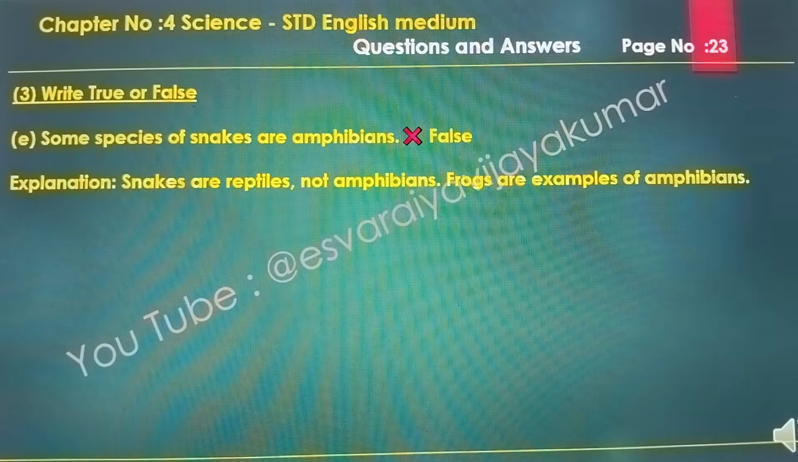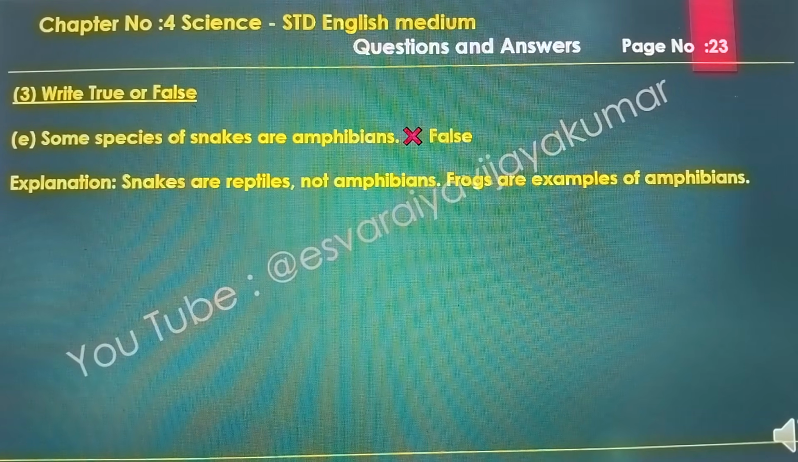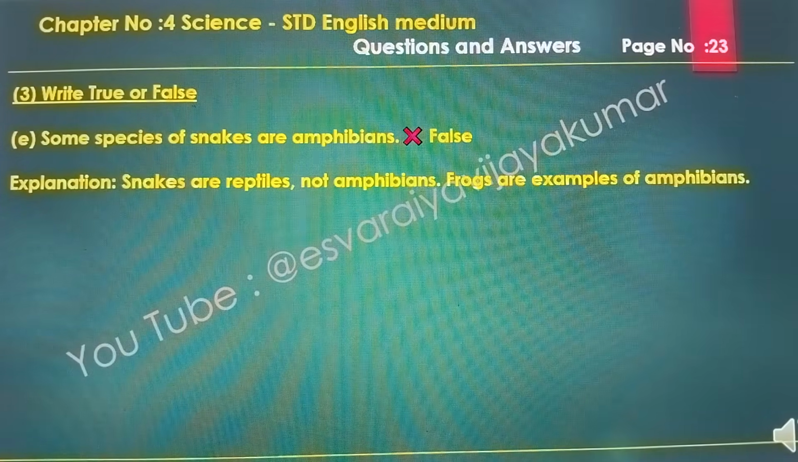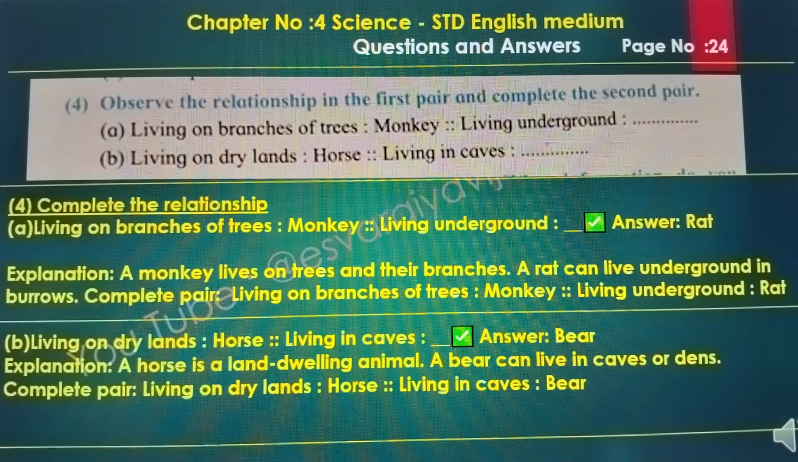Question number E. Some species of snakes are amphibians. False. Snakes are reptiles, not amphibians. Frogs are examples of amphibians. Question number 4. Complete the relationship. Living on branches of tree, mango; living underground: the answer is rat.